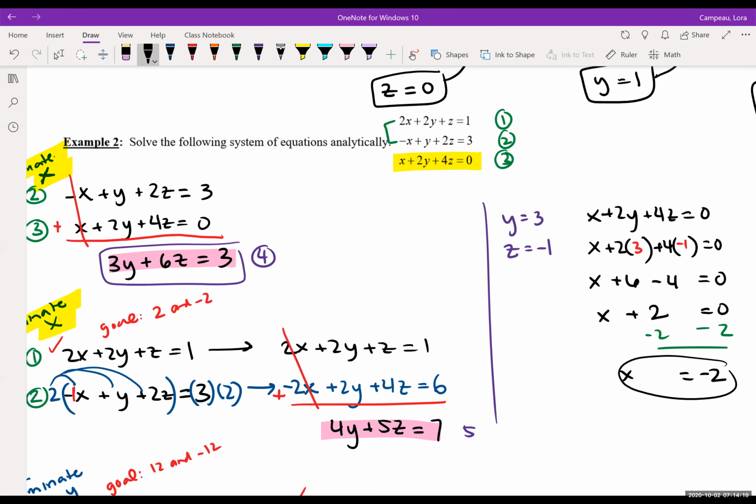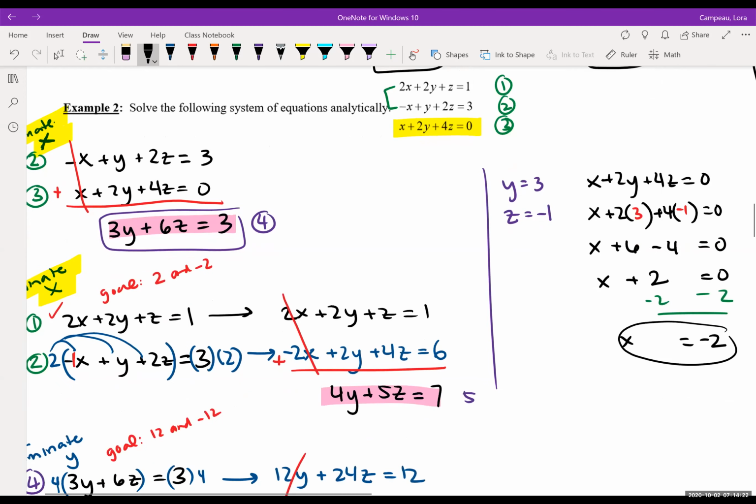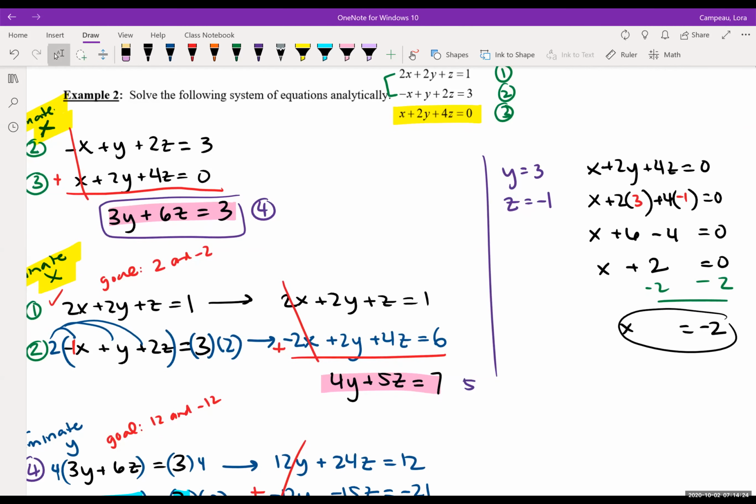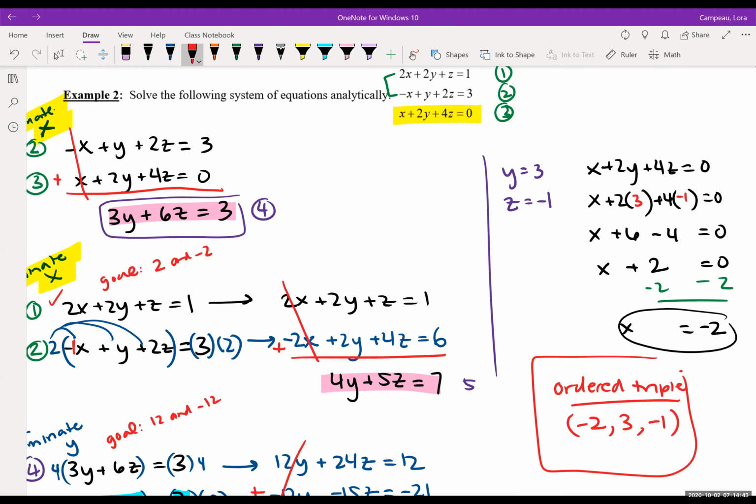So now we have all 3 variables. It's fine if we circled them throughout our work, but usually when we enter them in, we're entering them as an ordered triple. So the solution would always be x, which is -2, y, which is 3, and z, which is -1. So we have our final solution. Nice and compact there.